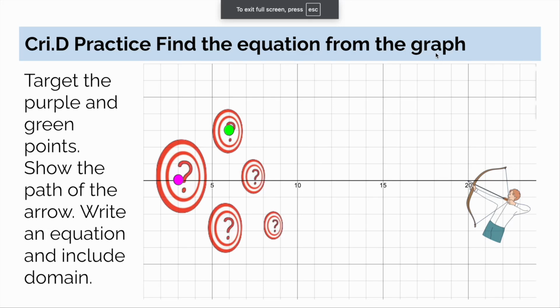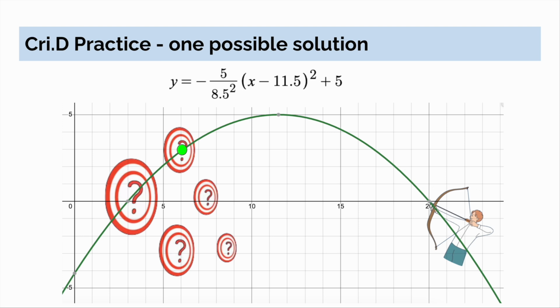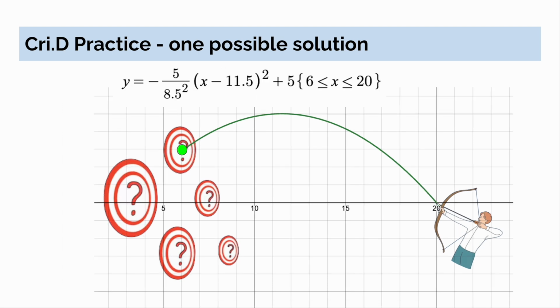In this video, we are continuing with the criterion D practice problem. If you have not watched the first part of this video, criterion D practice using vertex form, I strongly recommend that you watch that first. In the last video, we drew a parabola showing the path of the arrow to hit the green target. We used the vertex form to find the quadratic equation representing the path of the arrow.